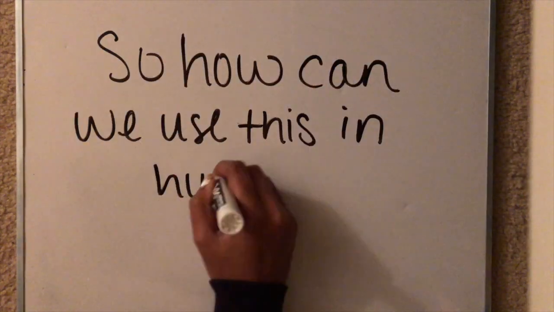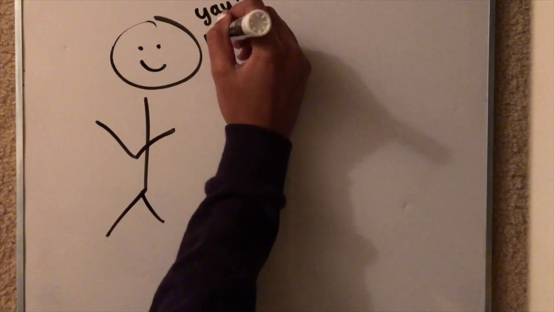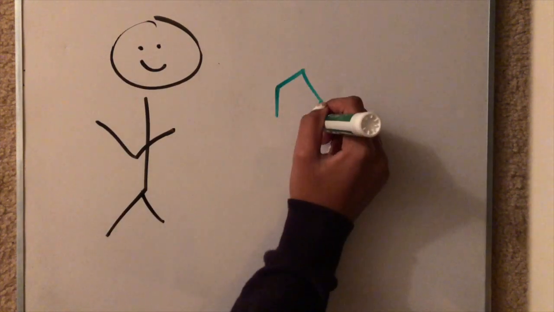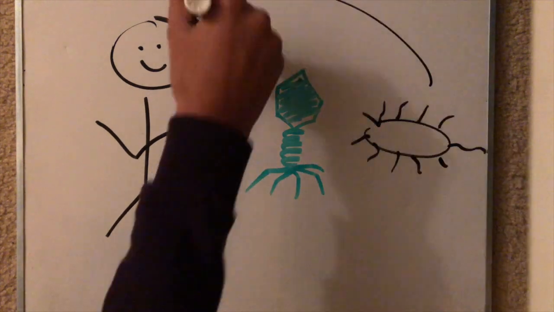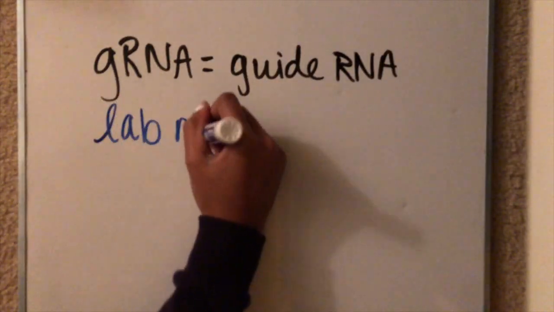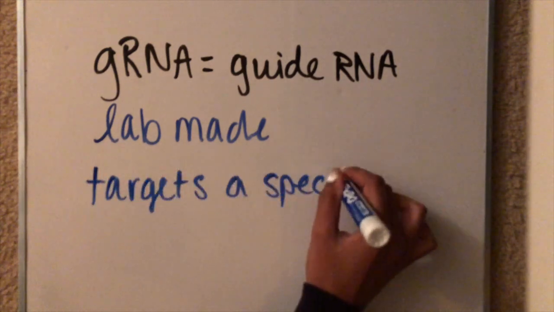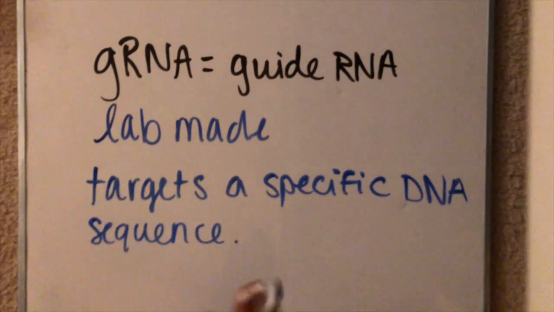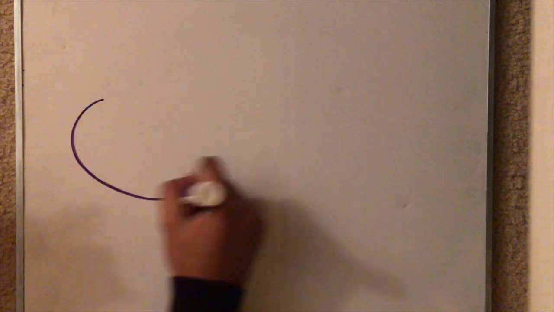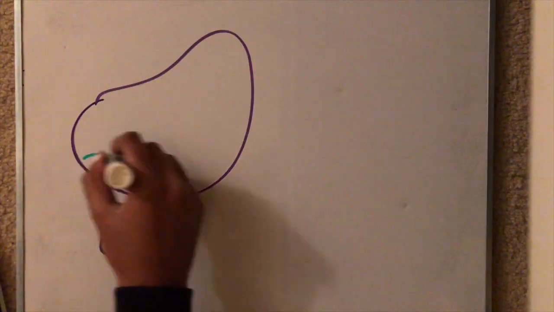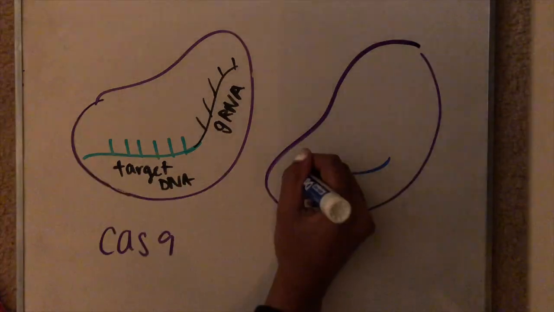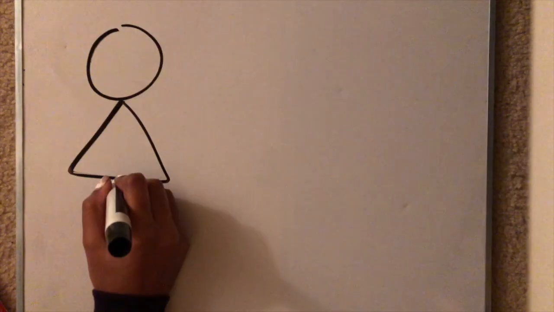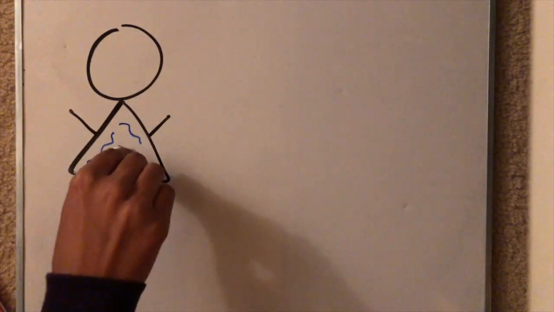So how can we use this in humans? We needed to figure out how to hijack the system to cut specific DNA sequences in humans, rather than in viruses or bacteria. gRNA, or guide RNA, is a lab-made molecule containing the specific DNA sequence that needs editing. In humans, we take a piece of DNA that needs editing, also called the target DNA. Then, we manufacture a complementary gRNA sequence in a lab to match the target DNA.